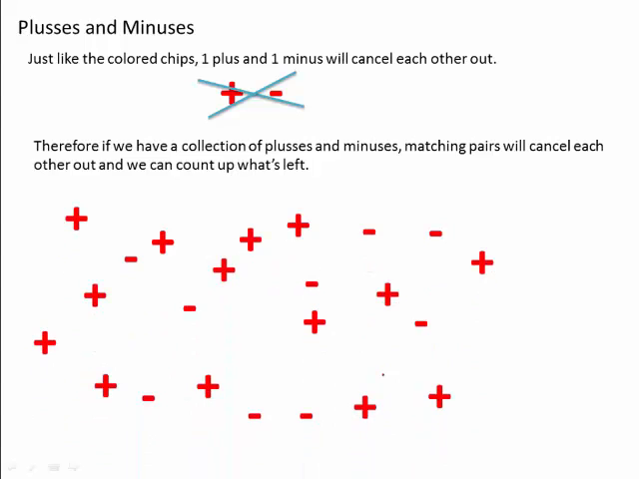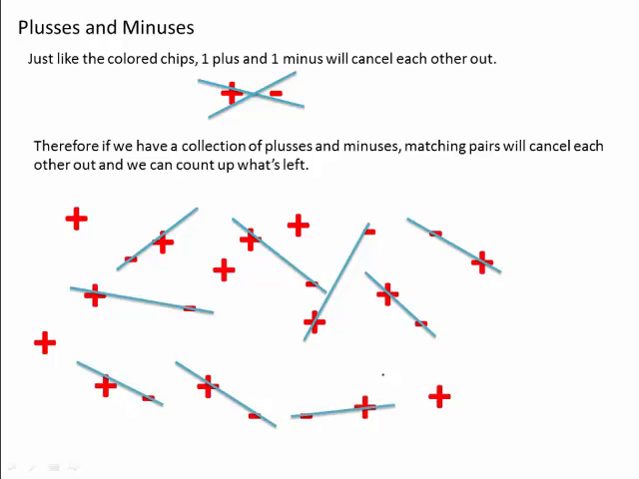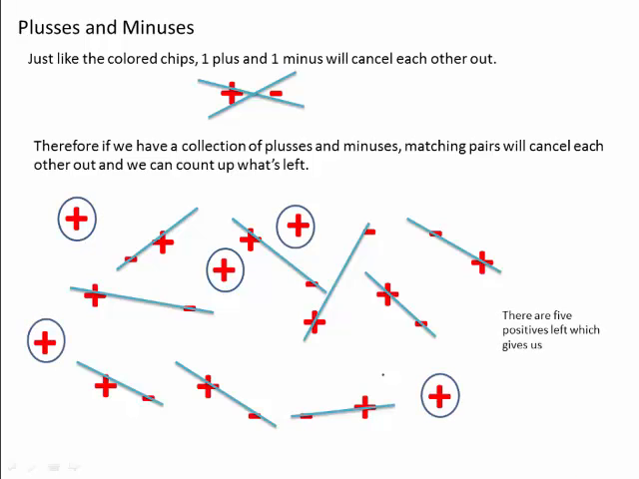Okay, so I have all these pluses and minuses and I will cancel out one plus and one minus, and then another plus and minus, and another, and so on. And then I can count up how many pluses I have left. I have 5 pluses left, so that gives me positive 5 as my answer.